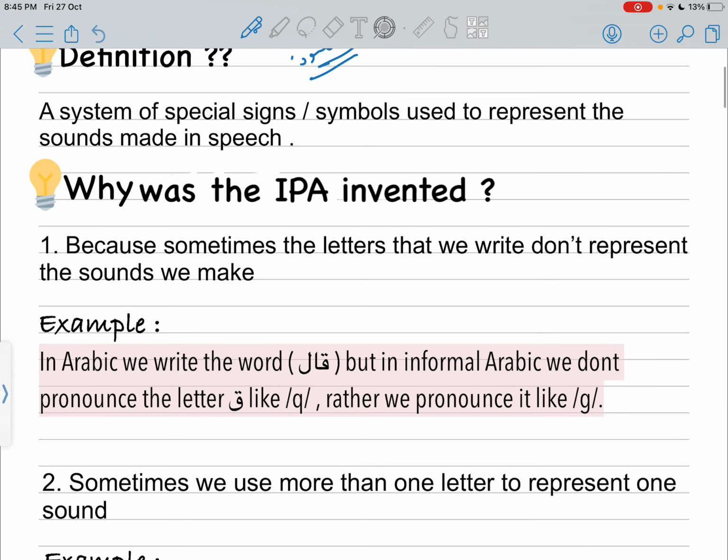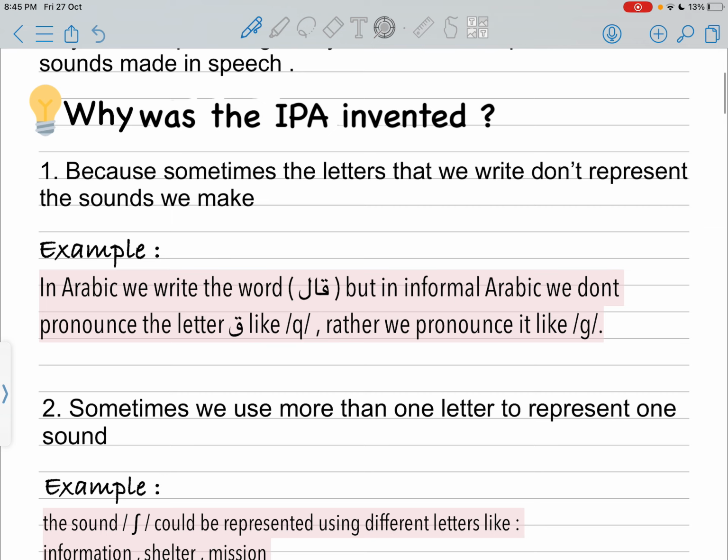هاي أول شغلة. Why was the IPA invented? كان أكيد في عندي مشاكل، عشان هيك هم اضطروا يخترعوا شغلة جديدة عشان تحللي هاي المشاكل. So what is the problem?